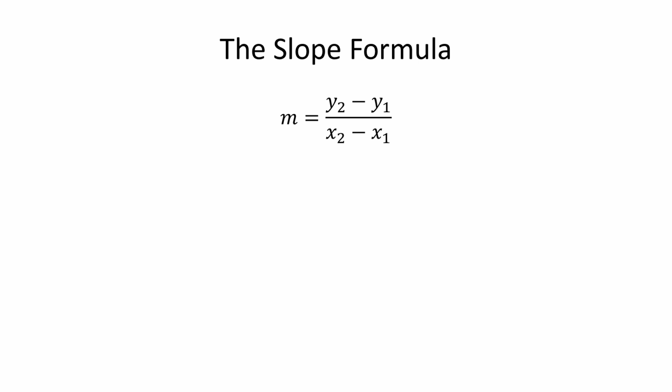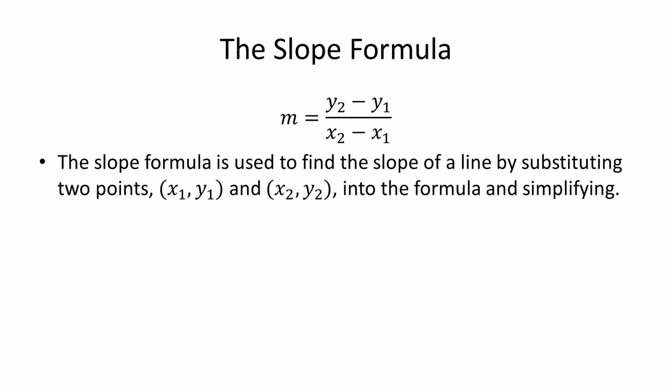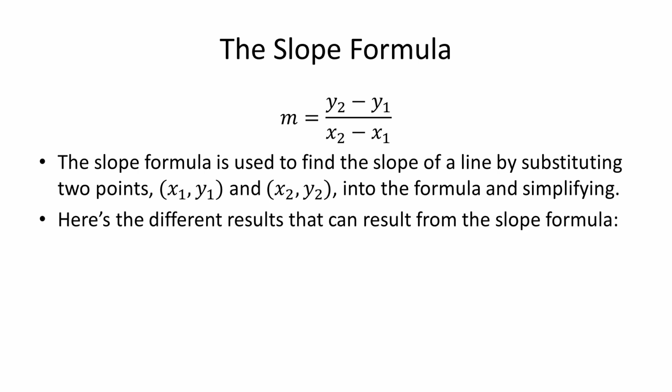So the slope formula is m equals y sub 2 minus y sub 1 over x sub 2 minus x sub 1. The slope formula is used to find the slope of a line by substituting 2 points, (x sub 1, y sub 1) and (x sub 2, y sub 2), into the formula and simplifying.